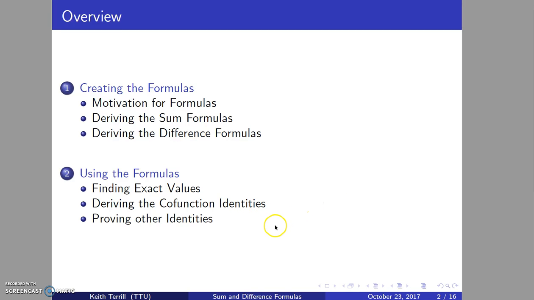I want to prove some more identities, maybe some in specificity and then some in generality, maybe some more commonly used ones, more popular ones, and then some less popular ones. So let's have a look at it.